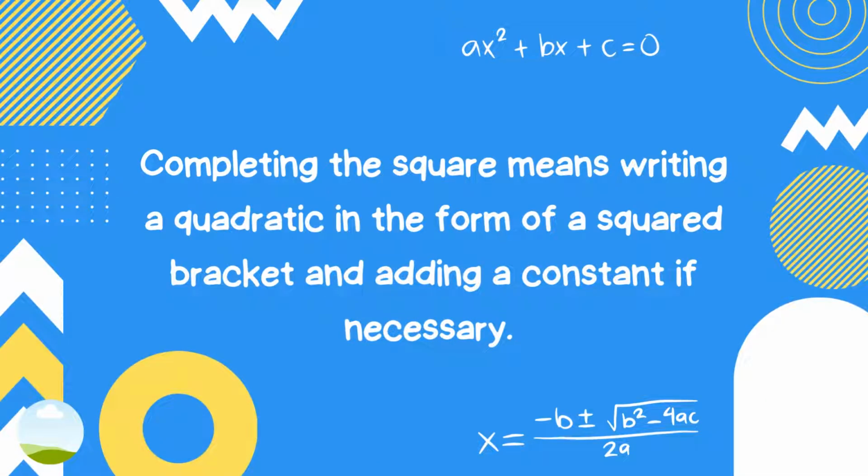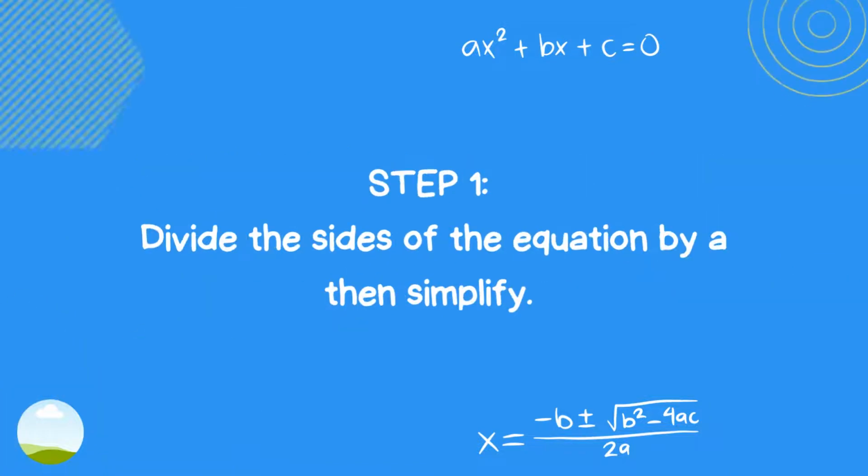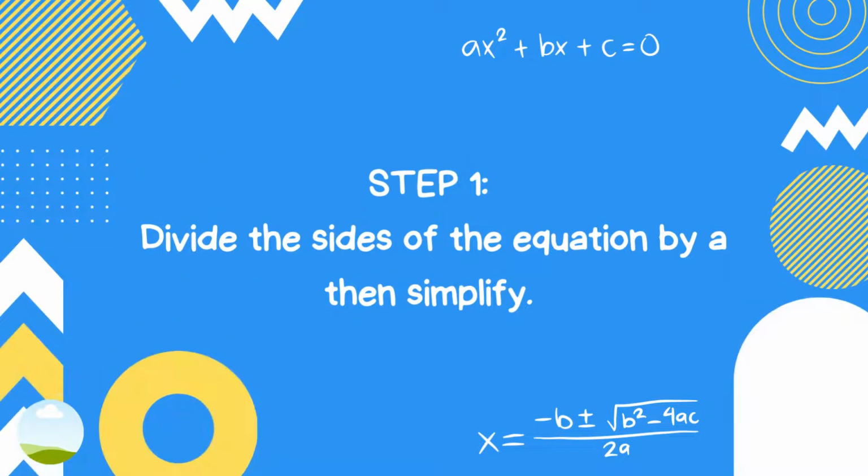Completing the square means writing a quadratic in the form of a squared bracket and adding a constant if necessary. This method of solving the quadratic equation can be said to be the hardest method among the four, since this method is kind of complicated and tricky sometimes. The steps in solving a quadratic equation include the following.